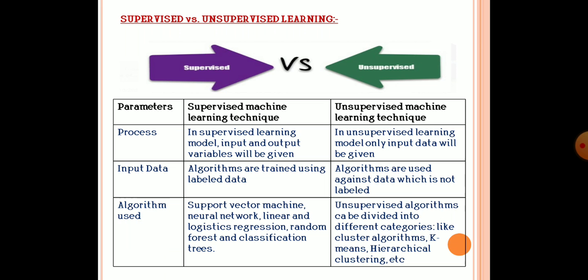Next, the difference between supervised and unsupervised learning. In the supervised learning model, input and output variables will be given. In the unsupervised model, only input data will be given. Supervised algorithms are trained using labeled data. Unsupervised algorithms are used against data which is not labeled. Supervised algorithms include support vector machine, neural network, linear and logistic regression, random forest and classification trees. Unsupervised algorithms can be divided into different categories like clustering algorithms, k-means, hierarchical clustering, etc.